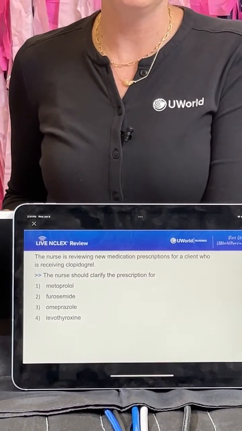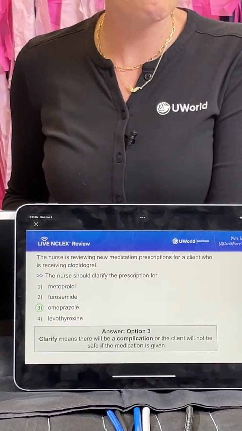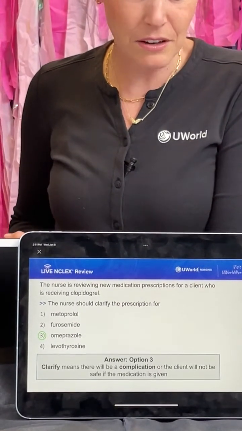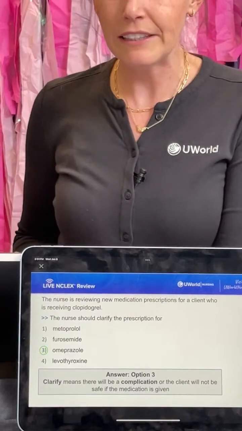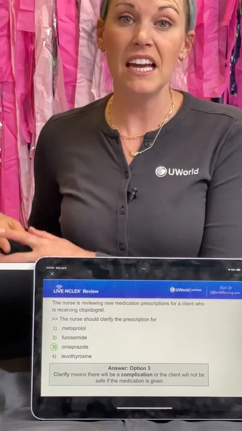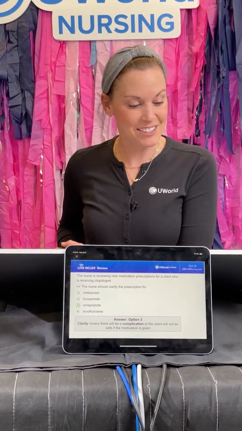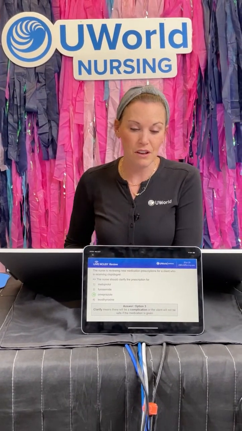All right, our correct answer on this one is going to be option 3, omeprazole. We are looking for clarify, which indicates that we have a safety problem with this medication. Clarify means that we have a complication if we give this other medication. That's what we're seeing with omeprazole, which is a PPI. Omeprazole is going to make clopidogrel less effective.